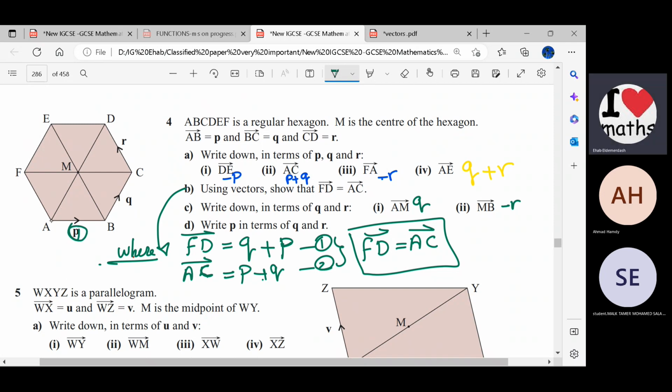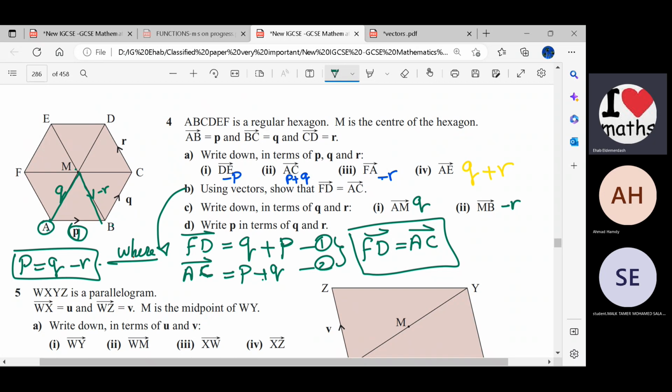Who can tell me what is from A to M? It was what here? Q. What about the MB? Okay, if I need to go from A to B, if I'm calling the vector P, how to go from A to B? I will use the vector Q, and then I will go down so I will use negative R. So I just wrote it as P is equal to Q minus R.